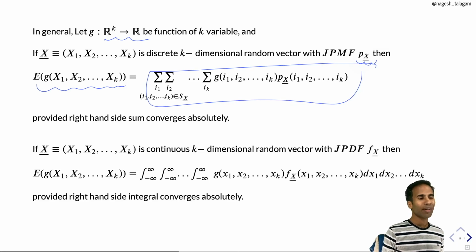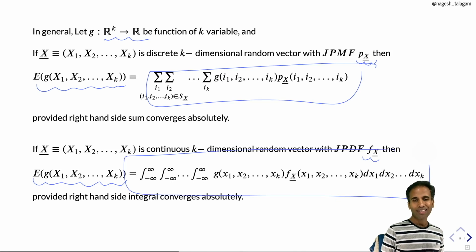Similarly, if X under bar is a continuous k-dimensional random vector with joint PDF small f of X under bar, then the expectation of g(X1, X2, ..., Xk) is defined to be this multiple integral, provided this right-hand side integral converges absolutely. Okay, these are the definitions. Fine.